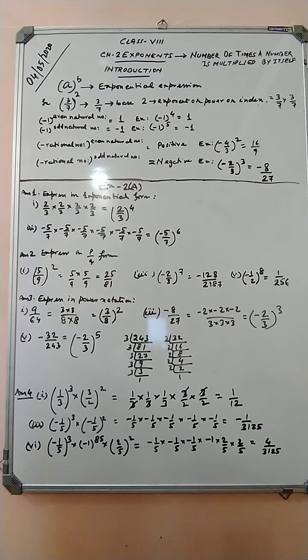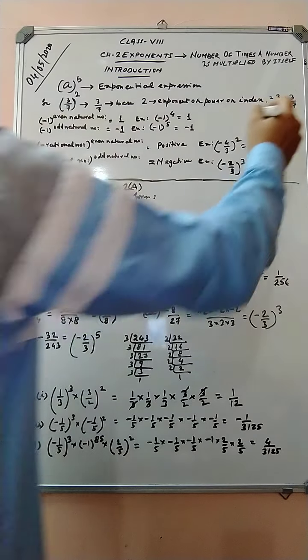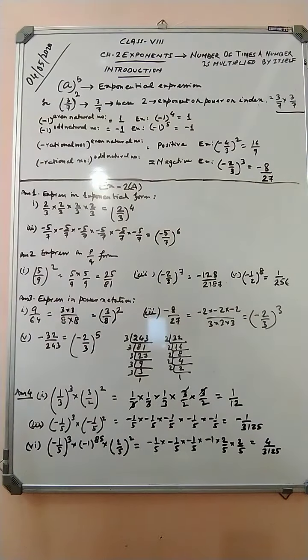Exponents: the number of times a number is multiplied by itself. So a to the power b is the exponential form. Let us understand by taking an example, 3 by 7 to the power 2. Here 3 by 7 is the base and 2 is the exponent or power or index, and it can be written as 3 by 7 into 3 by 7.